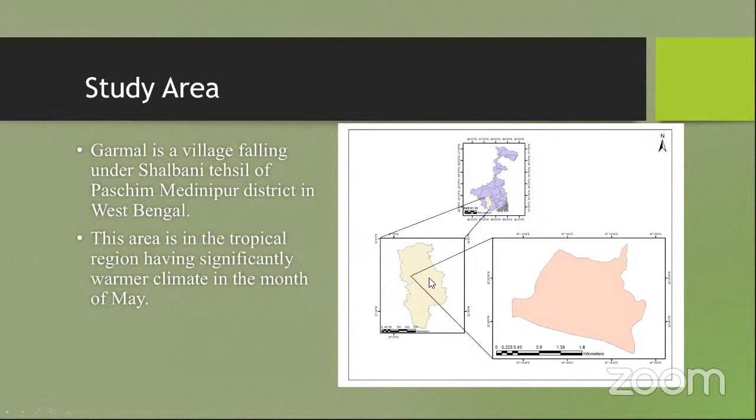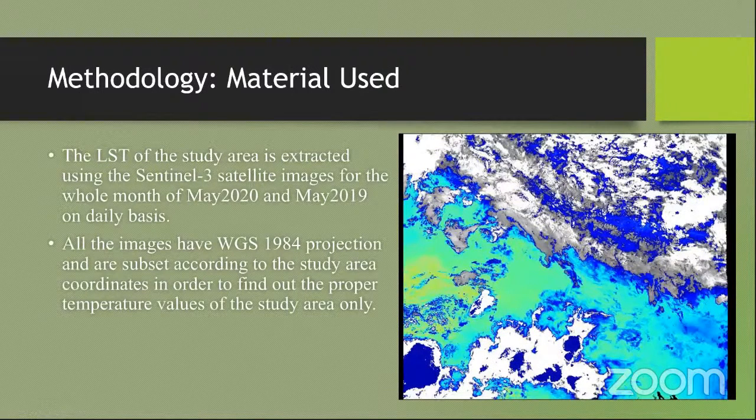Now, in the methodology, the material used is the Sentinel-3 satellite image, the LST images of Sentinel-3 from the month of May in the year 2020 and from the month of May in the year 2019 on a daily basis. For the whole month, daily CTD values and LST values are collected for the study area. All the images that we have gathered have the WGS 1984 projection, and the images are subset according to the study area coordinates in order to find the proper temperature values, because the whole image covers a whole lot of area and there is a huge difference in temperature throughout the area. So we subsetted the total image into the study area part.